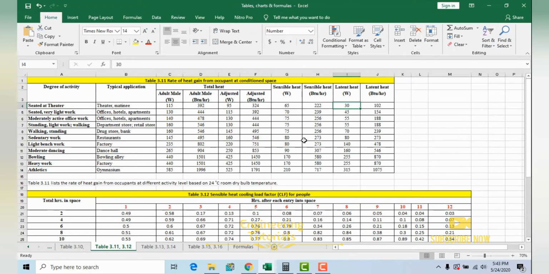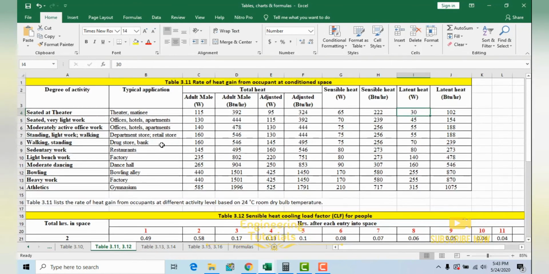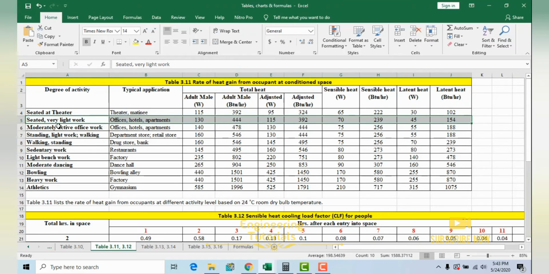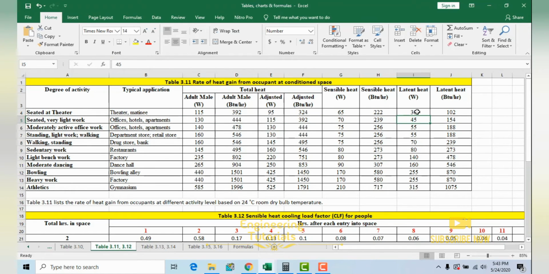So this is the rate of heat gain from the occupants, which we can get from this table. As you can see over here, this is the seated, very light work row. We are going to use this row for the office, seated very light work. So sensible heat is 70 and latent heat is 45 watt per person.